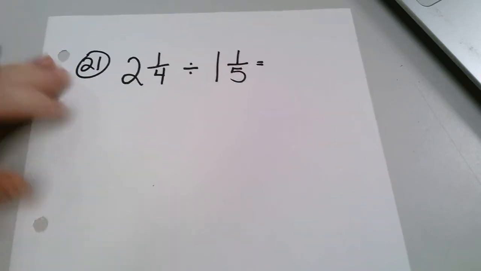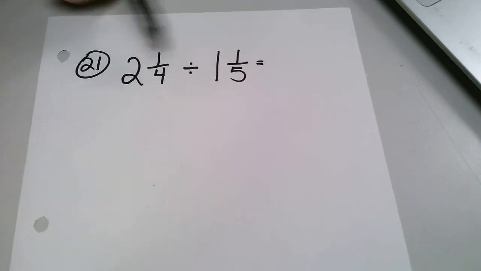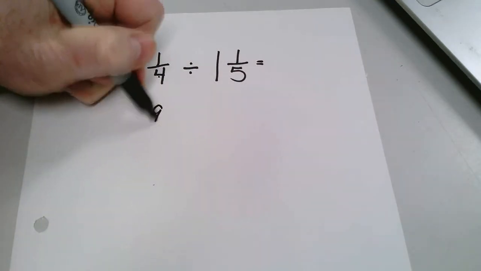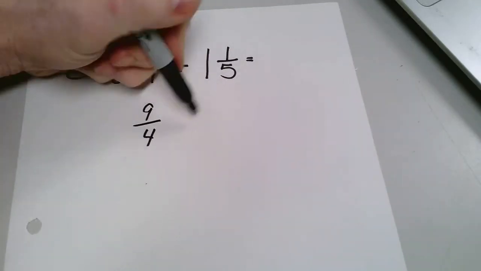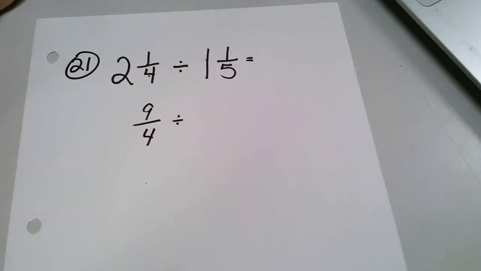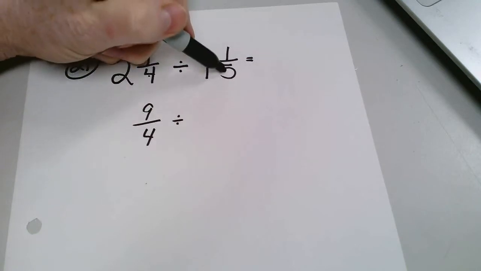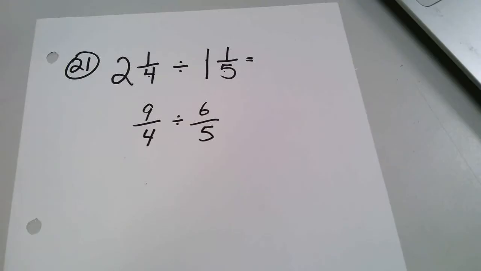Question 21, taking two mixed numbers. We call them mixed because it's a mixture of a whole number and a fraction. In order to divide mixed numbers, you need to change them into improper fractions. So we go 2 times 4 is 8, plus 1 is 9, and the denominator stays the same. Do the same with the second. Whole number times the denominator. 1 times 5 is 5, plus 1 is 6 on the top, and we keep the denominator the same.